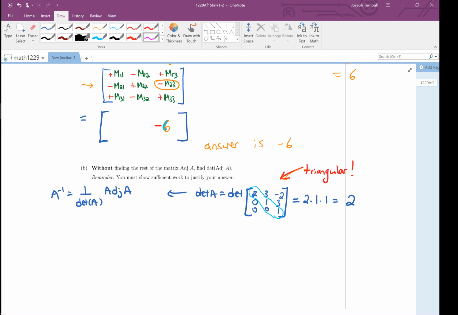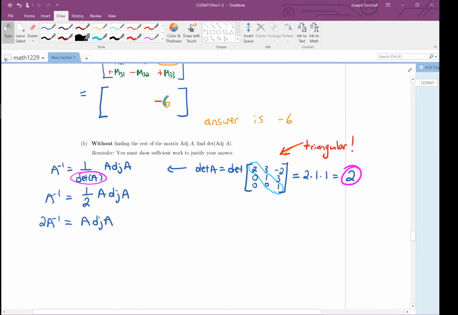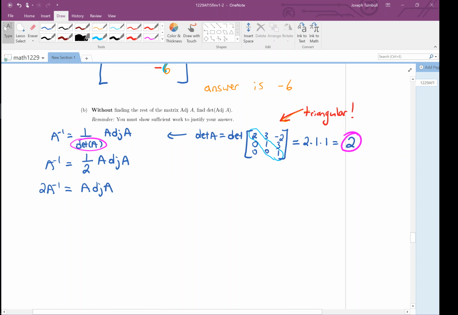Well, I'm going to take that 2 and plug it in down here for determinant of A. So A inverse is equal to 1 over 2 times the adjoint of A. I'm going to rearrange, multiply both sides by 2. So 2A inverse is equal to the adjoint of A. Next, we're going to do something to both sides of this equation. We're going to take the determinant of both sides. So determinant of 2A inverse equals determinant of the adjoint of A.